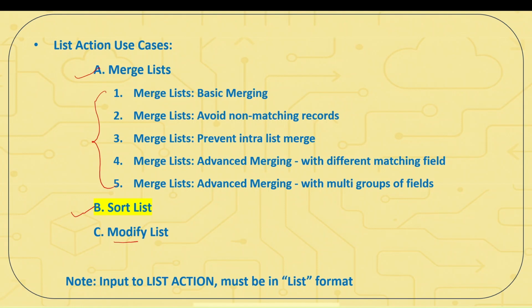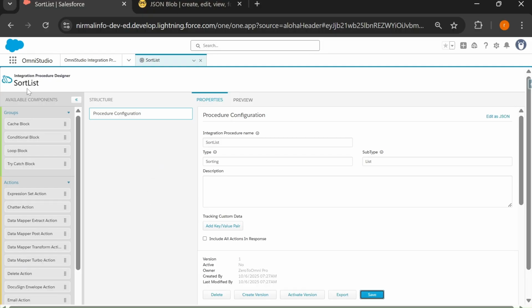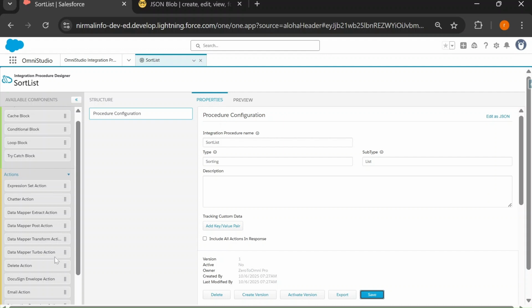Kindly note that input to list action must be in the list format. If it is not in the list format, we can make it in the list format using list function. Now let's see how to sort a single list in the list action. I have created one integration procedure to showcase this.